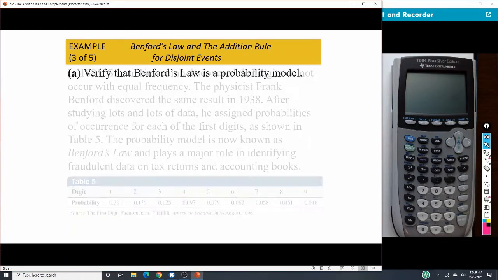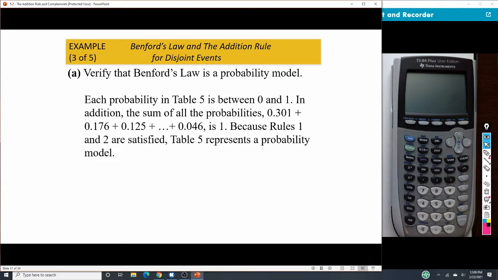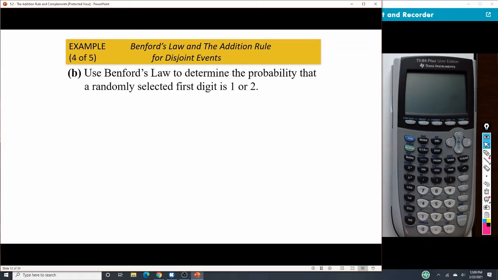And so we first check and make sure it's a probability model, and it does satisfy those things. All our numbers are between 0 and 1. They all add up to 1. And so what is the probability, based on his table, of randomly selecting a number where the first digit is a 1 or 2? Well, if we go back to the table, the probability of 1 is 0.30. The probability of 2 is 0.176. And so we add those together to get 0.477.